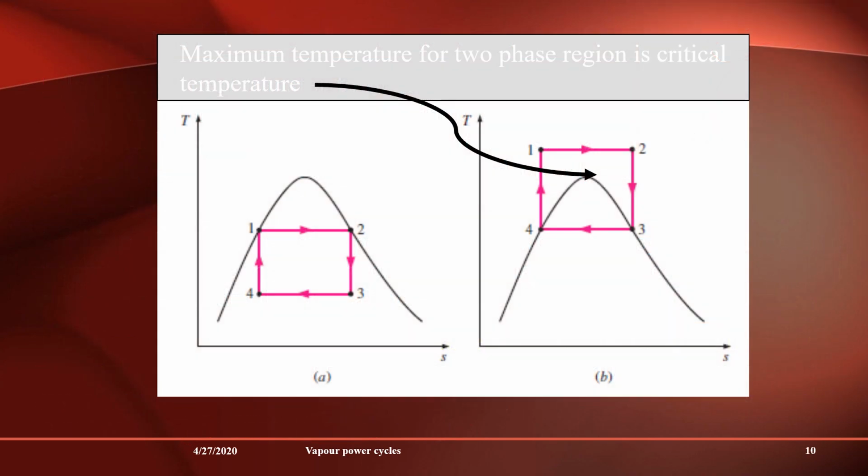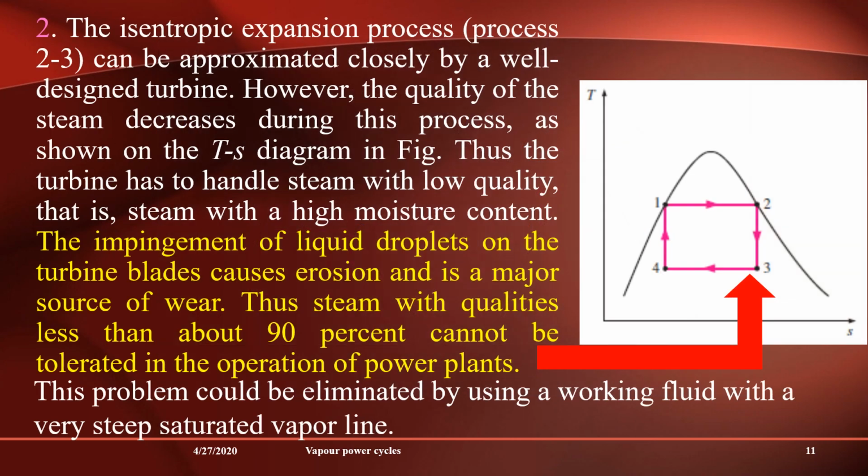You can see here again the same thing is explained. The maximum temperature is limited here. This is the critical point. Beyond that, it is a single phase region. So this process is not easily achieved in a single phase region, because as the heat is added, the temperature goes on increasing. The second issue regarding the Carnot cycle is the expansion process, 4-3. First we discuss the process 1-2.